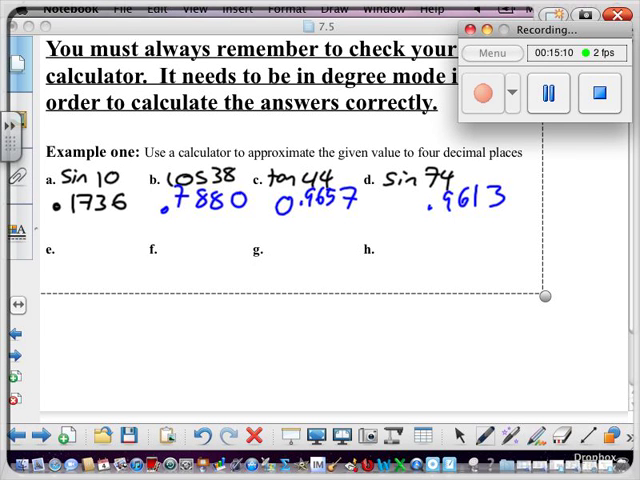Okay, for E I get 2.1445. F, there's some question, right? Because it's 9 and then what happens? I changed it to 0.454. Okay? For G, 0.8387 and H, 0.8387.